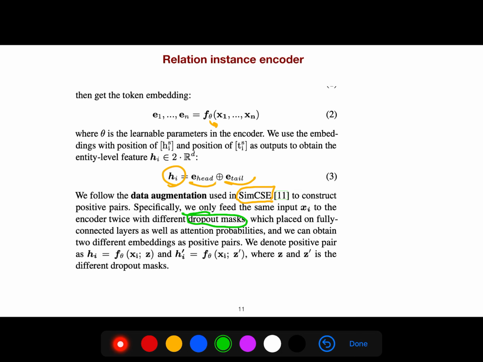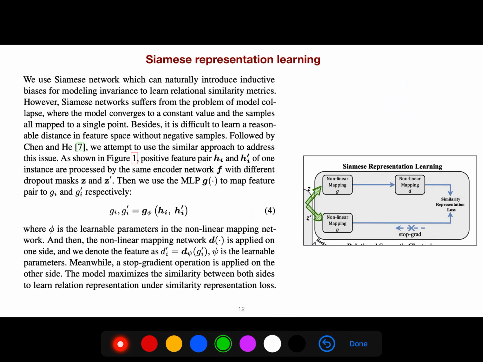But in computer vision, you can use many rotations and transformations. There are many ways to do augmentation. But in NLP, it's so challenging. So that's why many people just use a dropout mask as a kind of augmentation. Of course, different methods could be designed.